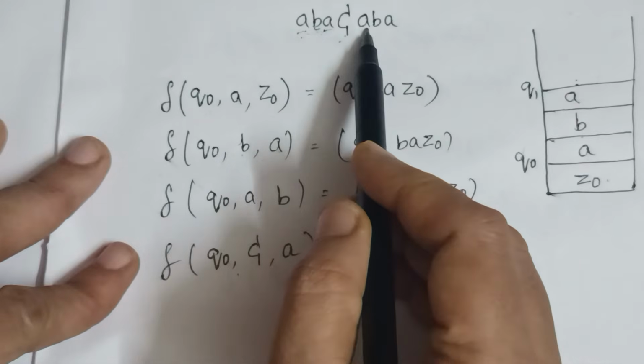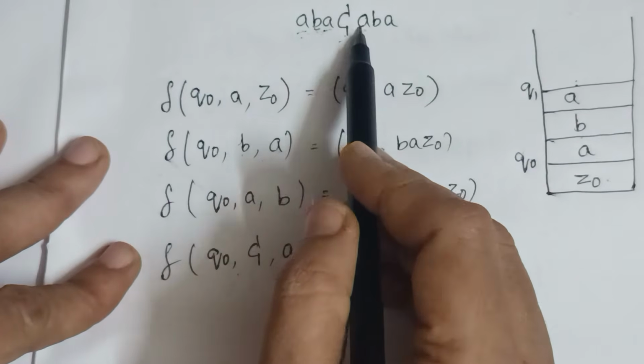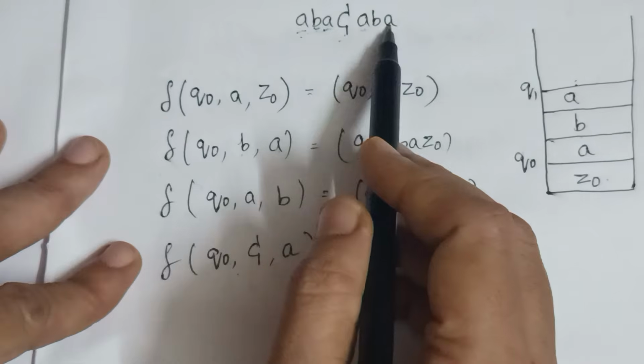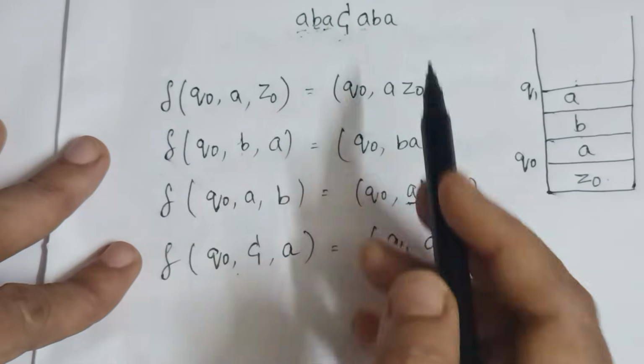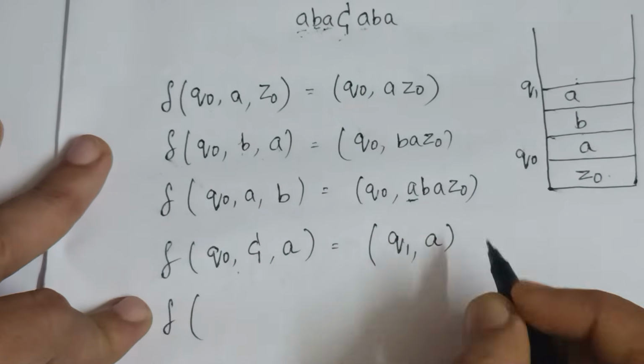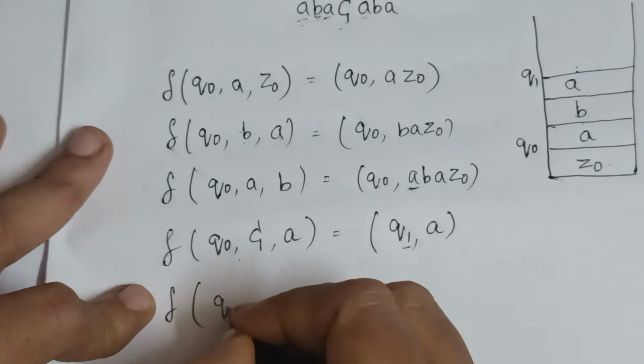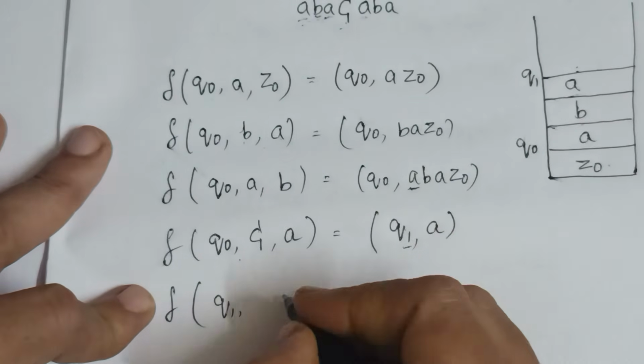Next, A should be matched. See, A popping, B popping, A popping. It should match. So now, delta of, which state am I in now? Q1. Now what is the top of the stack? A.